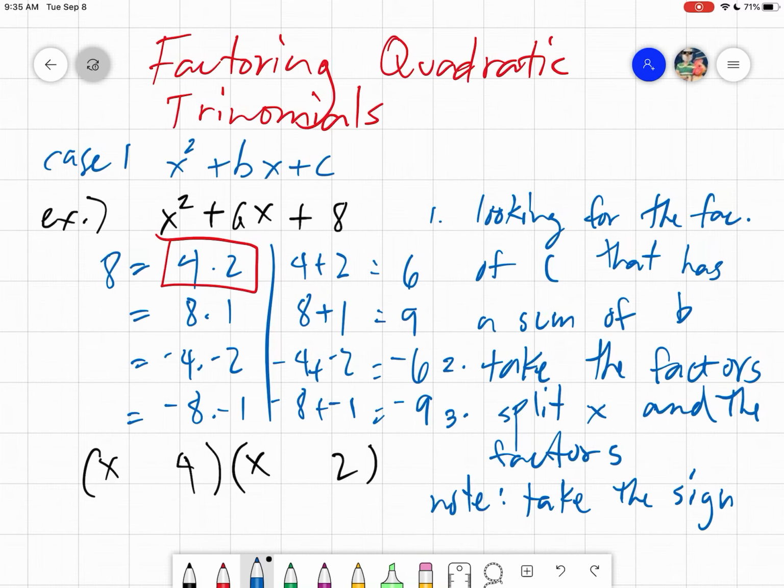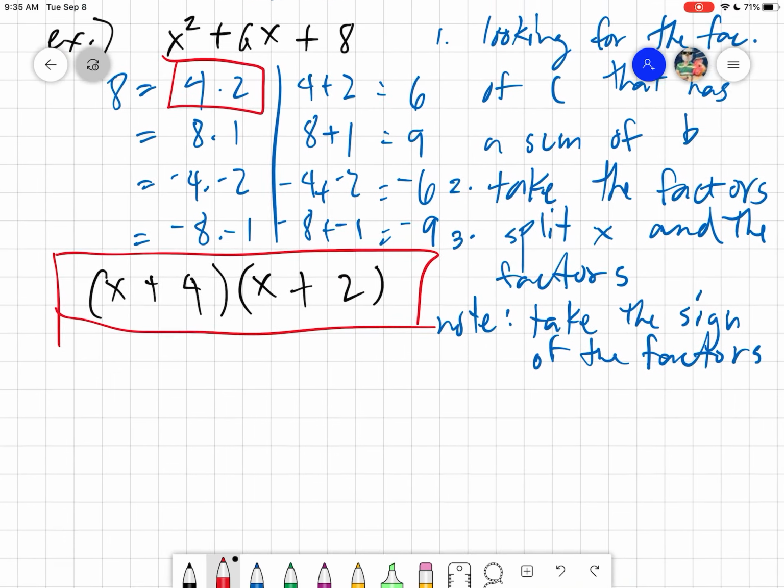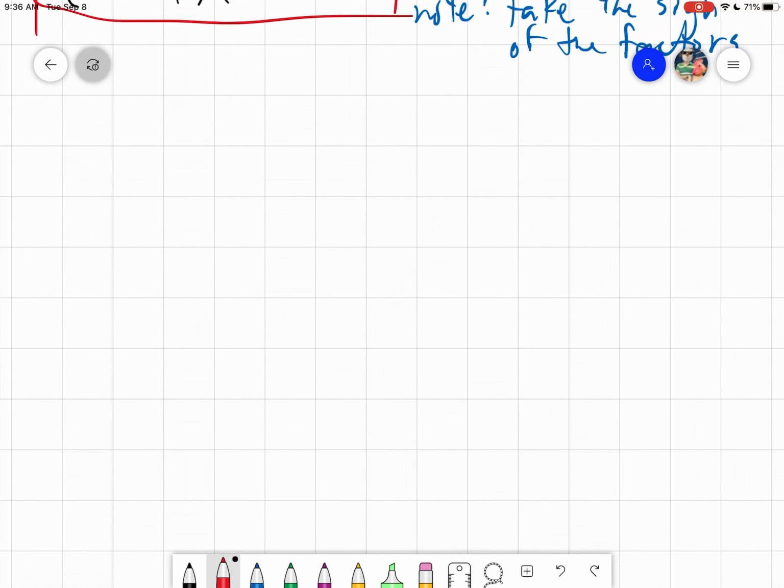And lastly, just a side note, you have to take the sign of the factors. This one is positive 4 and this one is positive 2, therefore this is now your final answer. That's it, it's that easy. Find the factors of c, the constant, that have a sum of b, our coefficient of x. Next, after you have found them, take the factors, split x and the factors. It's that easy. Let's have another example.